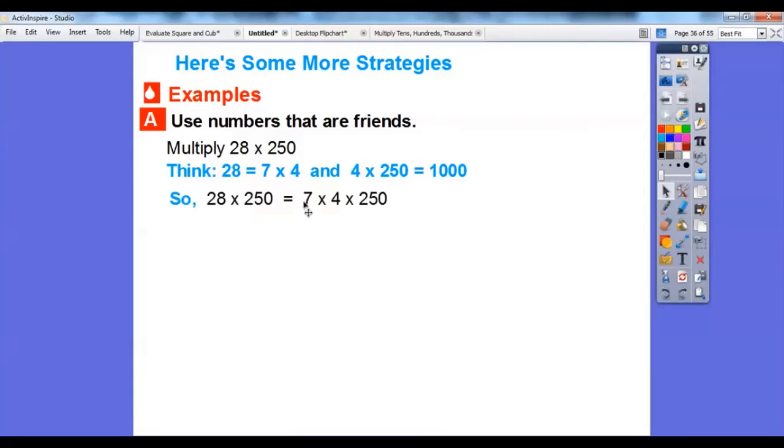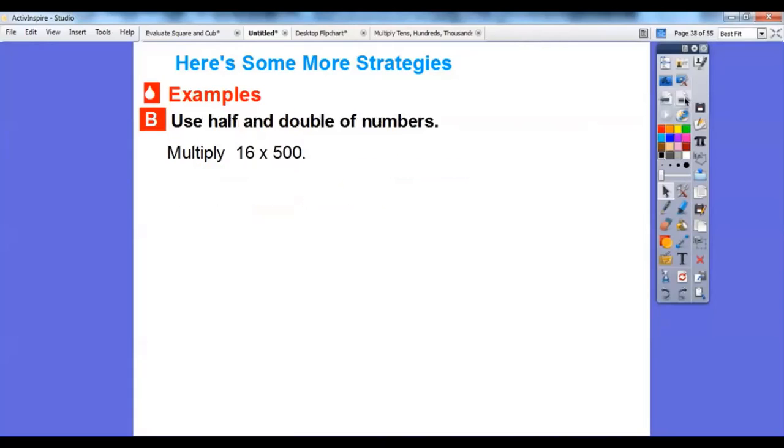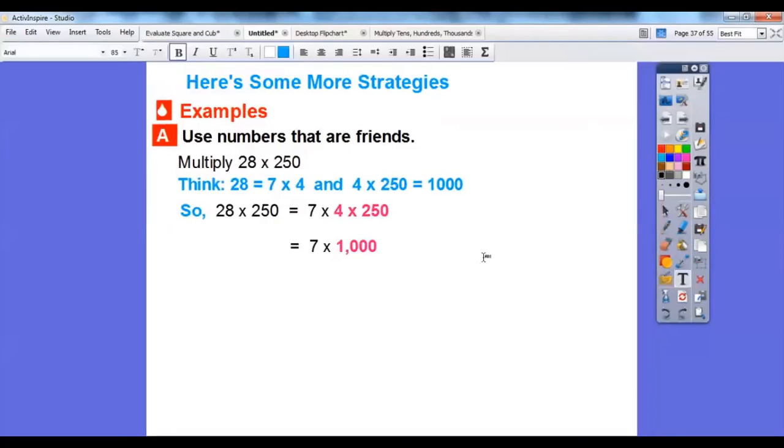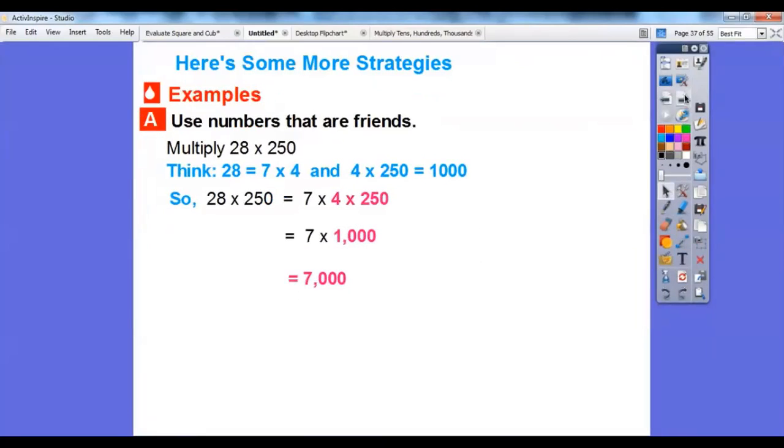Okay, so 7 times 4 times 250, and then multiply those together, and I get 1,000 right there, and then 7 times 1,000 is... whoops, I didn't put that in there. Let me put that in there, by golly. So this is going to equal 1,000 right here, okay? So equals 7,000. Okay, sorry about that. I thought I did that. All right, let's try the next one here, you guys, okay? Nice, huh? Nice little trick.